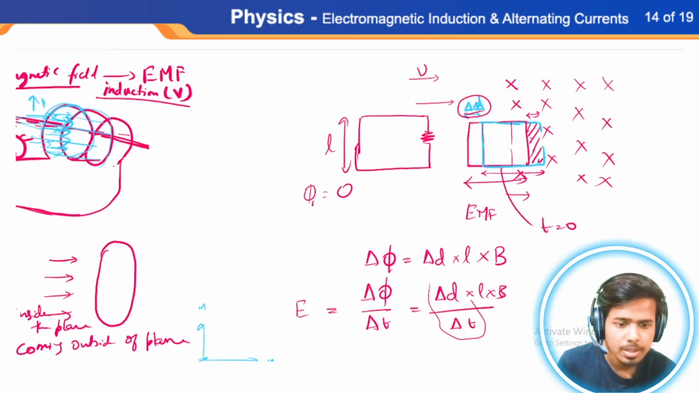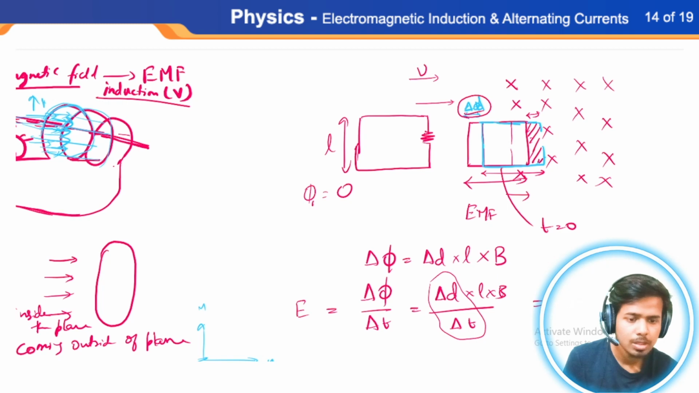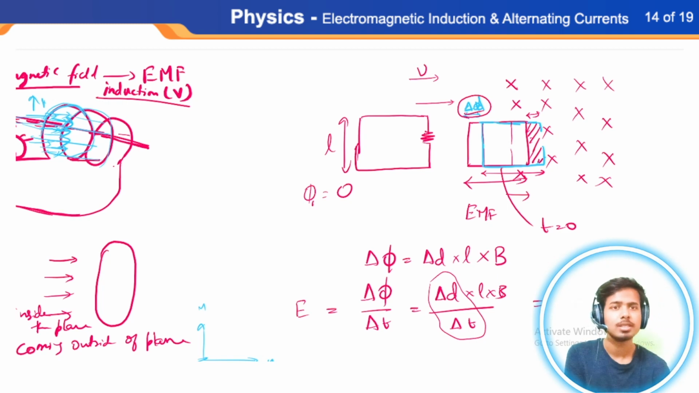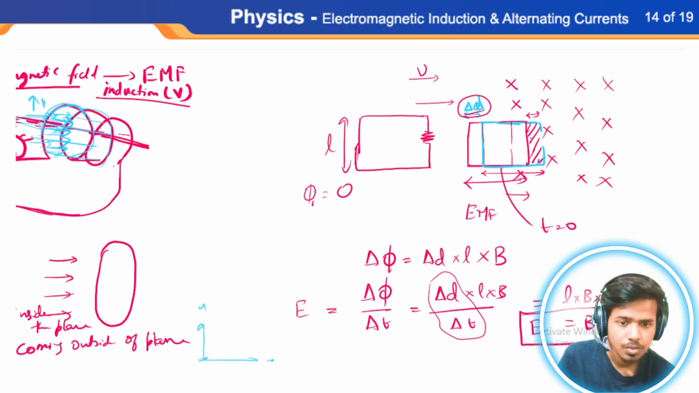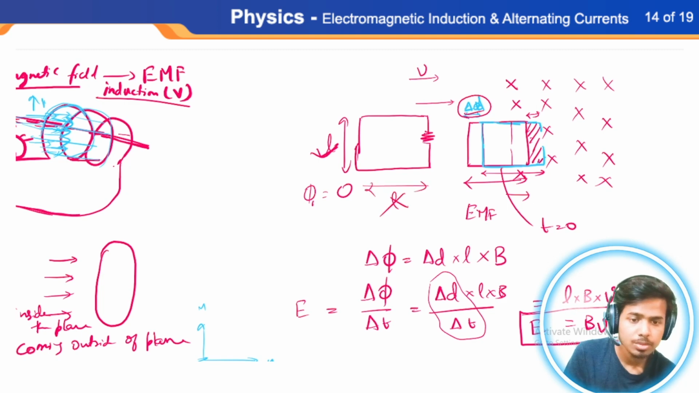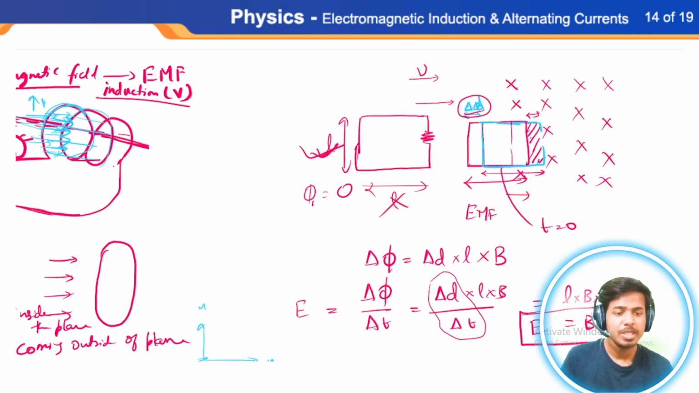Now what is this term, delta d by delta t? This is nothing but the rate of change of displacement, right? Isn't it the same as velocity? Yes. So BVL is going to be the EMF that gets generated in this system, where L is this distance. Please take care, this is not L, no, this is the L. And B is the magnetic field, V is the velocity, the component of velocity which is perpendicular to the magnetic field.